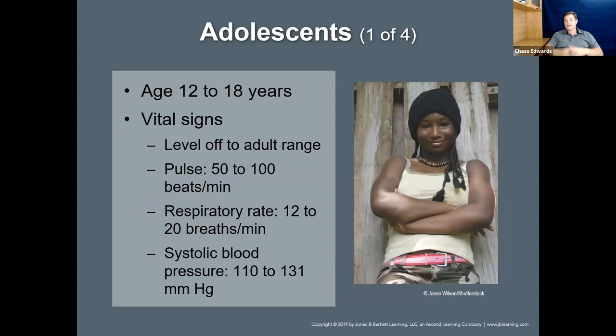All right, so adolescence, the fun time. Adolescence is going to be between 12 and 18 years of age. The physical changes: your vital signs are going to begin to level off within the adult range. So pulse rate between 50 and 100, respiratory rate between 12 and 20, systolic blood pressure between 110 and 131 millimeters of mercury.